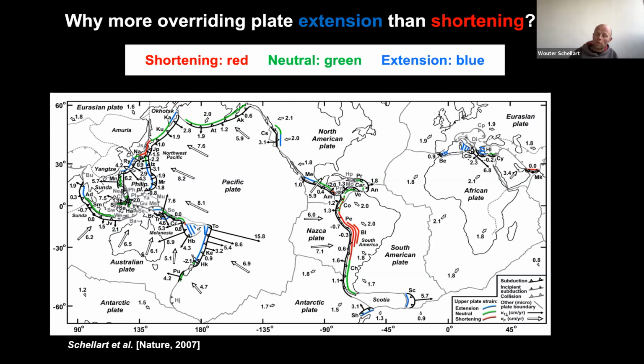And we saw in the frequency plot that there's more than twice as many subduction zones that are experiencing extension than subduction zones that experience shortening. And so why is that the case? Why do we have more extension than shortening?